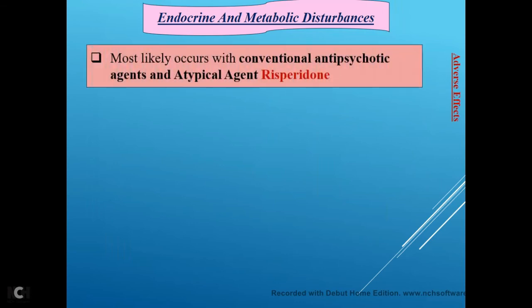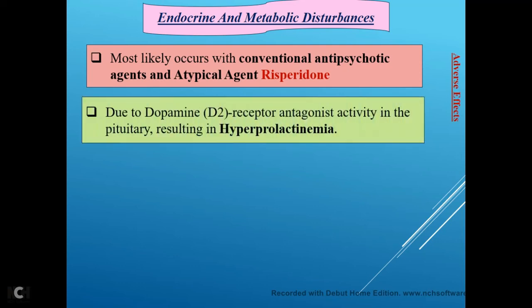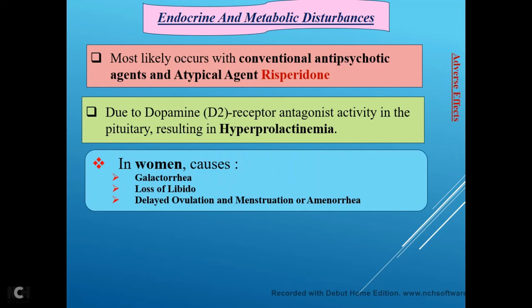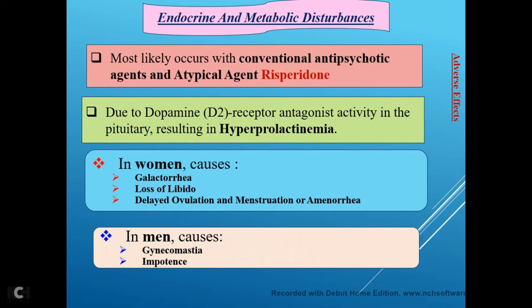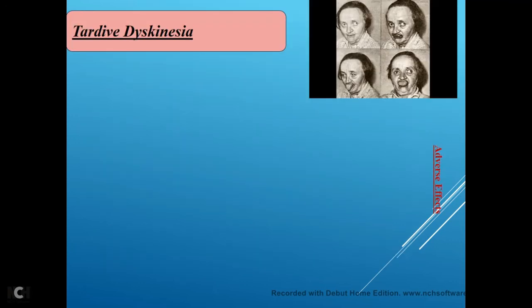Endocrine and metabolic disturbances most likely occur with conventional antipsychotic agents and atypical agents like risperidone, due to dopamine D2 receptor antagonist activity in the pituitary resulting in hyperprolactinemia. In women it causes galactorrhea, loss of libido, delayed ovulation and menstruation, or amenorrhea. In men it causes gynecomastia and impotence.